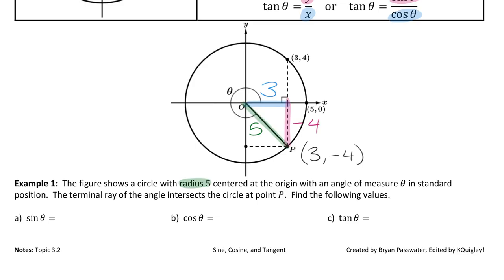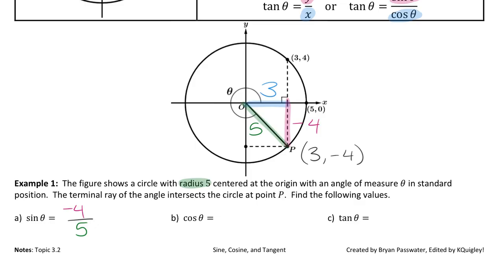If we have all of these things, we can answer what sine, cosine, and tangent is. Sine of theta is defined to be y over r. What is y? Negative 4. What is r? Positive 5. So sine of theta is the ratio negative 4/5. Yes? Okay, what about cosine?